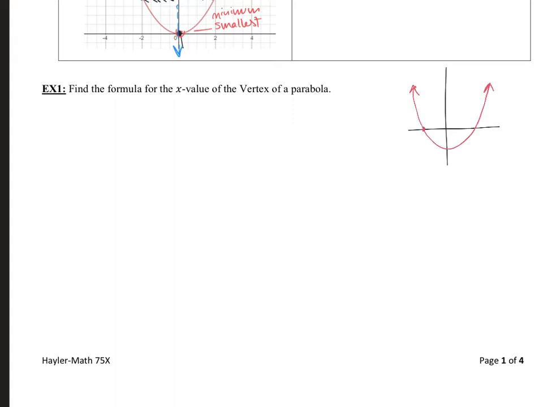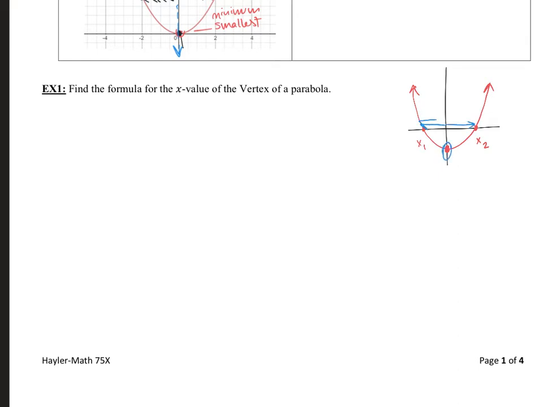All I know about this parabola is that there are two x values. I'm just going to call this x sub 1, and I'll call that one x sub 2. But I want to find the vertex right here. Now remember, what was the neat thing about the vertex? It had to do with that line of symmetry. It's directly in the middle. The distance in the middle is the same from this point to this point.